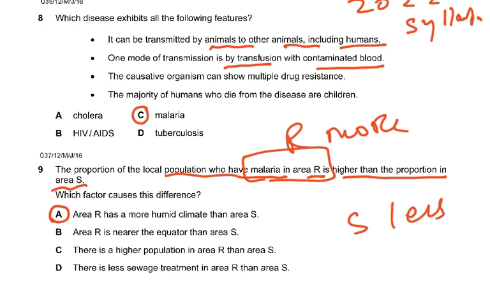So area R has a more humid climate than area S. Why? Because there's a lot of standing water. Like after the rains, it becomes very humid. Sewage treatment is not relevant in malaria. Higher population, no, not any difference.